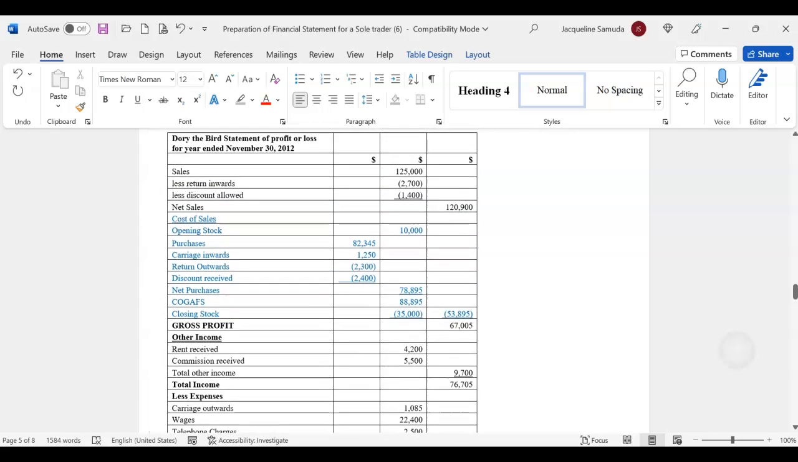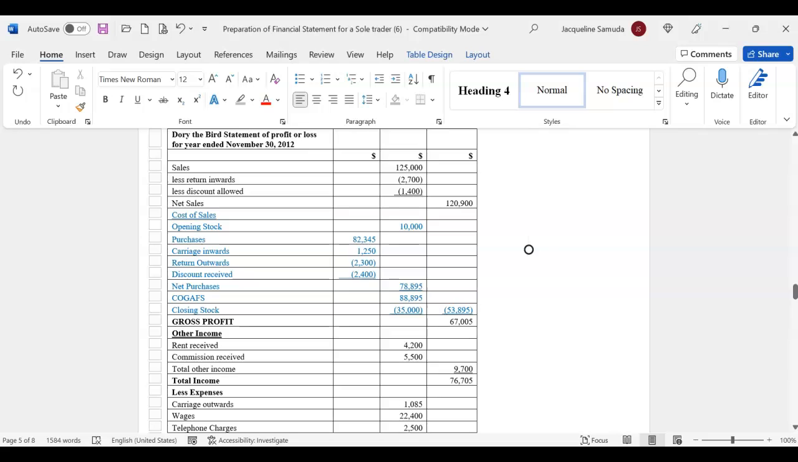Now, in this question, your year end is November 30th, 2012. This is the last day of the financial year. It means that the first day of this financial year was December 1st, 2011. Now, on that date, the organization had $10,000 of stock in their warehouse. This is the opening stock, and it's the first figure in your cost of sales calculation.